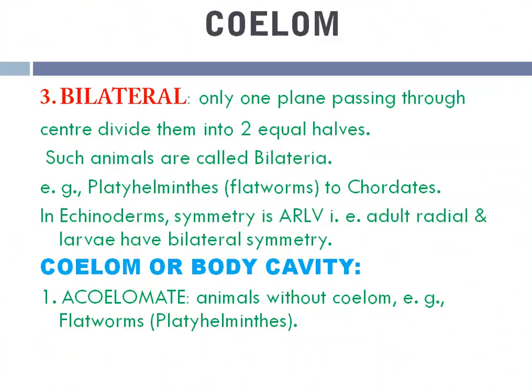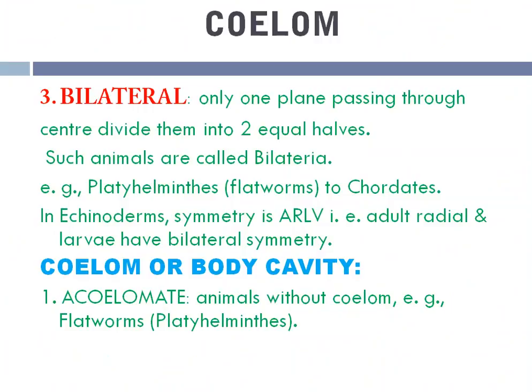Next symmetry is bilateral. In bilateral symmetry, only one plane passing through center divides them into two equal halves. Such animals are called bilateria. Example, platyhelminths or flatworms to chordates, that is platyhelminths, aschelminths, annelida, arthropoda, mollusca, echinodermata, hemichordata and chordata.